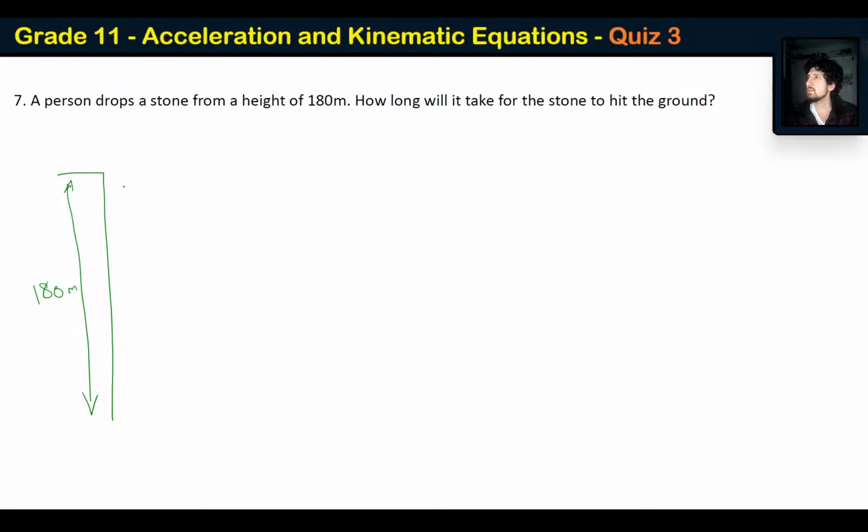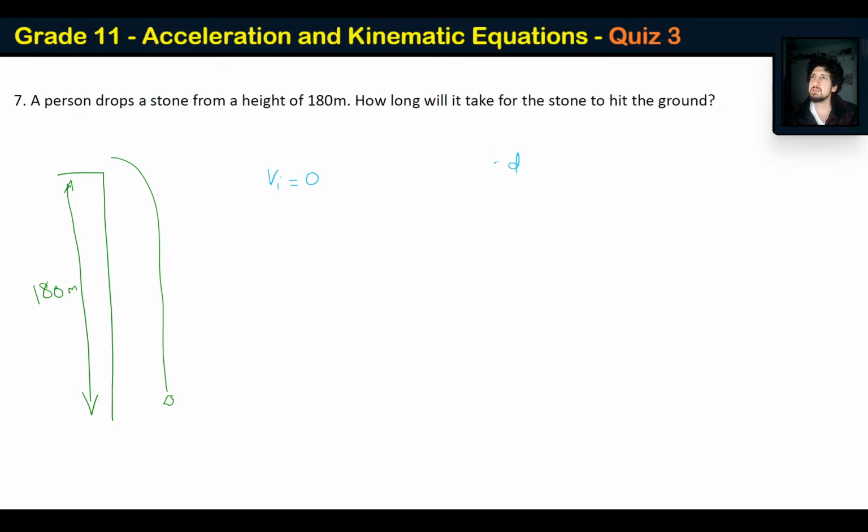180 meters. And the person drops a stone. How long will it take for the stone to hit the ground? So this is like the question we answered before. What do we have? We've got Vi, which is equivalent to 0, and this is important because that's going to cancel that first part of the equation and it'll just make it a little bit easier to work out.